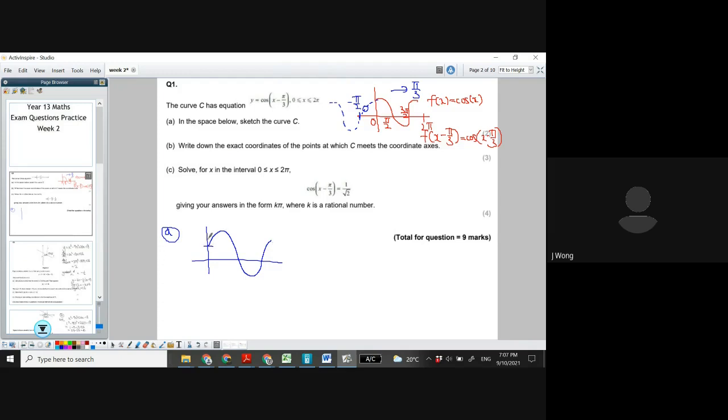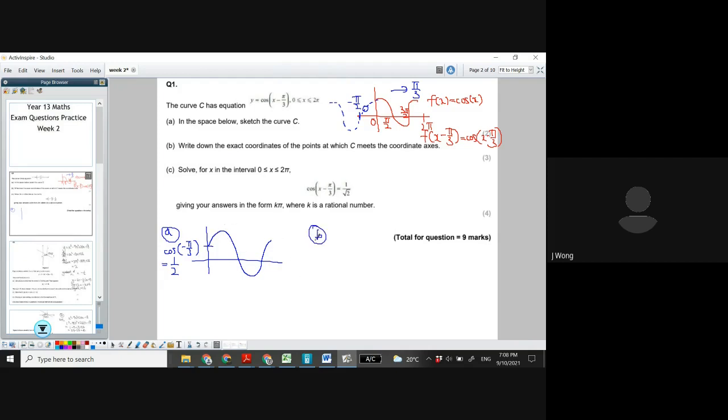If I find this point, even though you don't have to for this question, just substitute 0 into it. That will be cos of minus pi over 3, and if you put that into the calculator, you'll get a half. Okay, so you don't really need the rest.